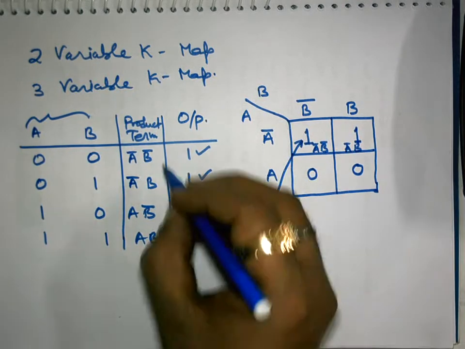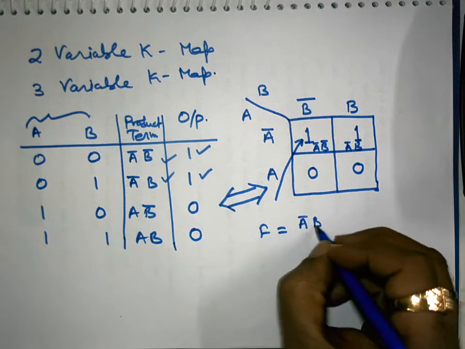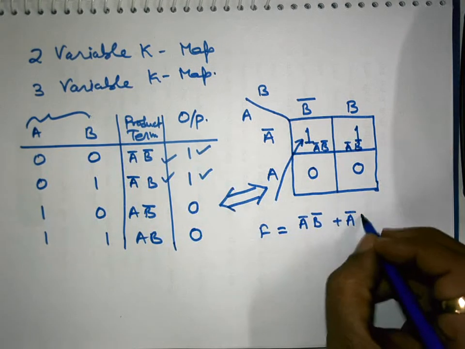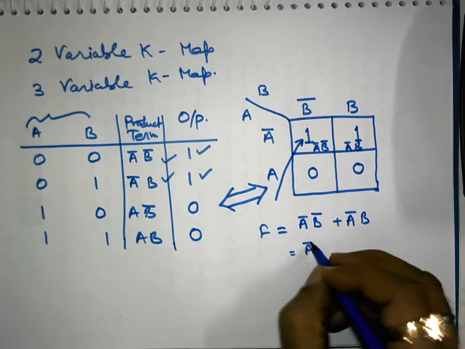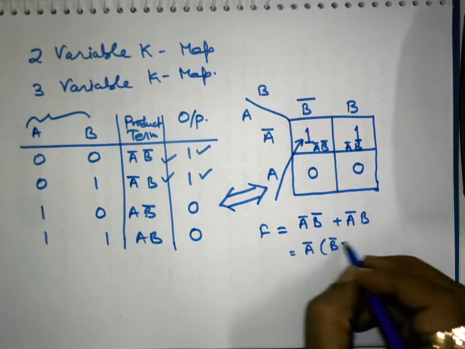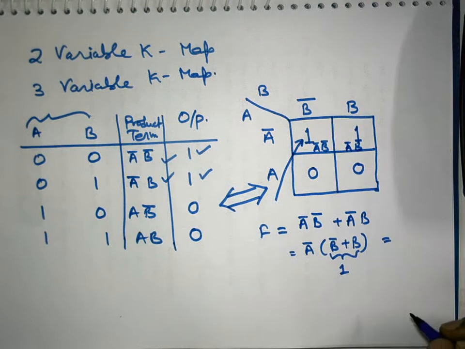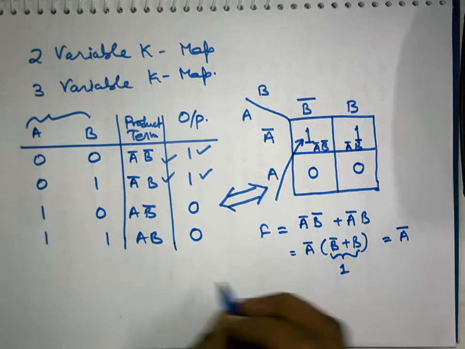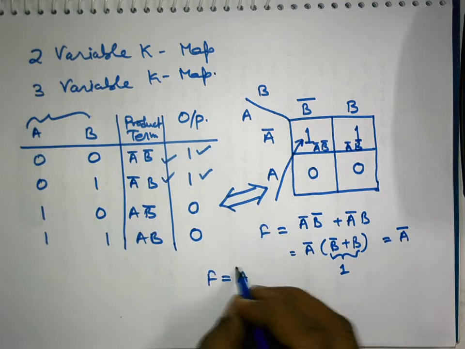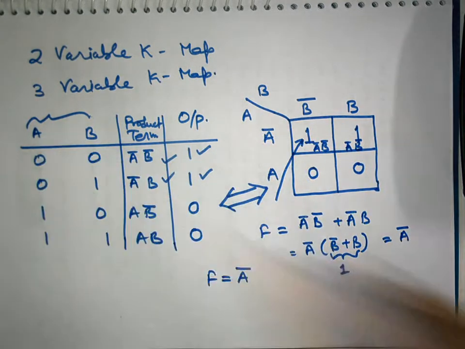If you write the function straightforwardly from looking at the truth table, you will write f equal to A bar B bar plus A bar B. Now if you see, you can take this A bar common, and B bar plus B will come inside, and this will be equal to 1. So naturally you are left with only A bar. Meaning thereby, if you design a circuit which gives you A bar at the output, this will suffice the whole matter.